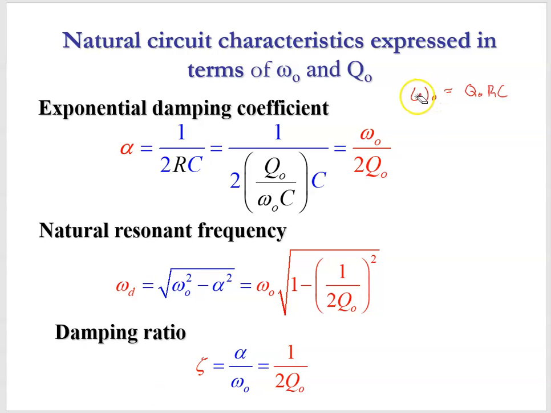Sorry about that. Let's correct this. Sometimes it's good to make a mistake, then hopefully you remember the right one. So it's our Q naught, right? Our quality factor is equal to the resonant frequency times RC. That's all we started with.